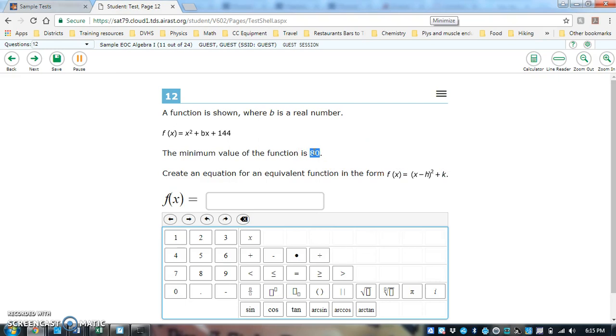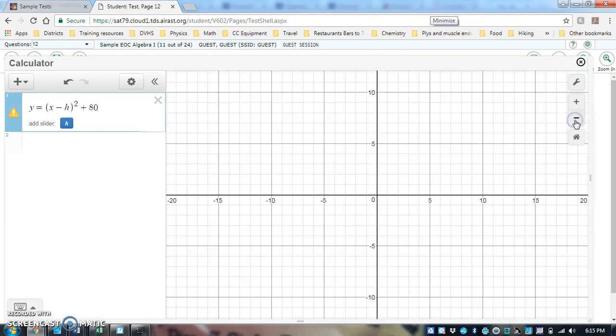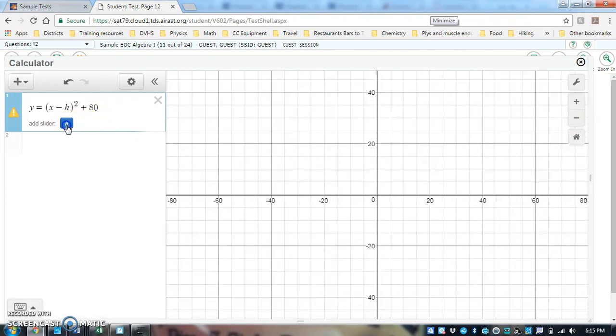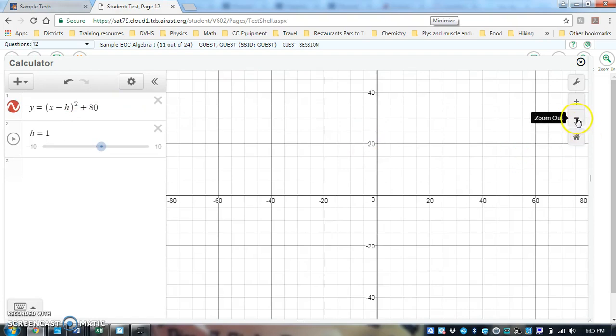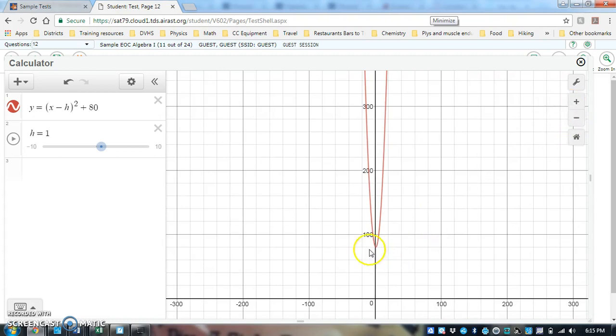Our vertex is h, k, and we're going to put that back into our vertex form of the equation, which is right here. So I'm going to construct a function, y equals x minus h quantity squared. I don't know what h is, but you'll see how I can figure that out in a moment, plus 80, because I know my vertex is going to be somewhere at y equals 80. Now I'm going to zoom out here, and I'm going to add a slider for h. And what we'll see as I zoom out and reorient my zoom here is that I have a vertex.